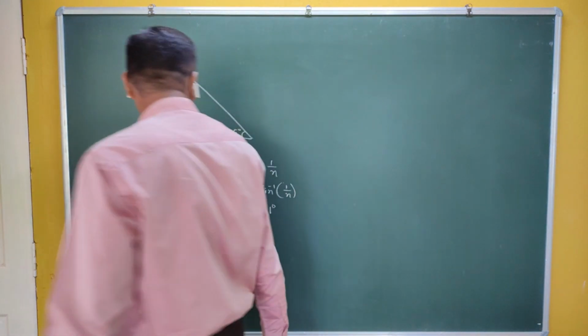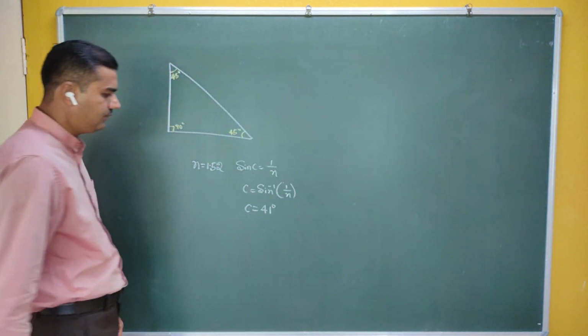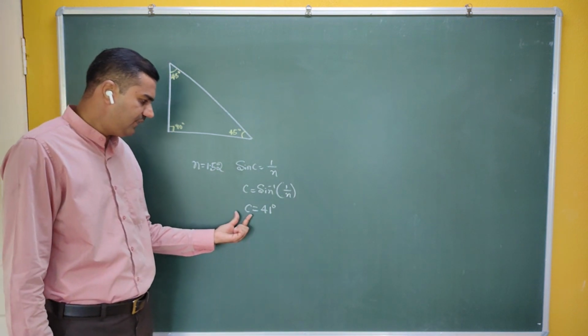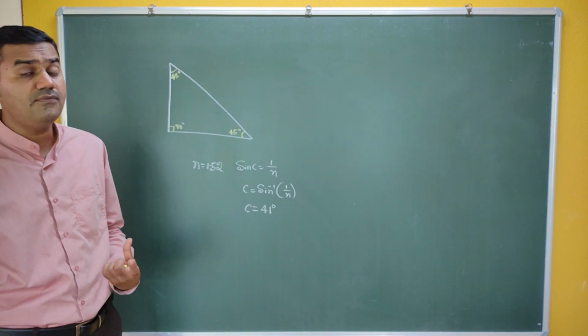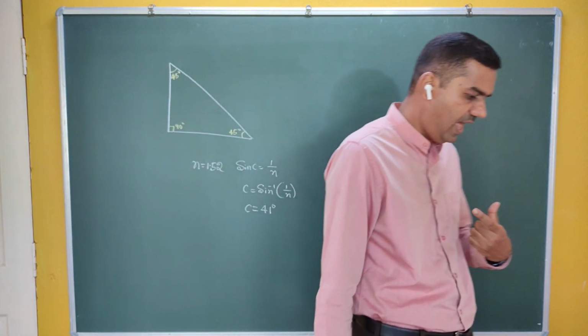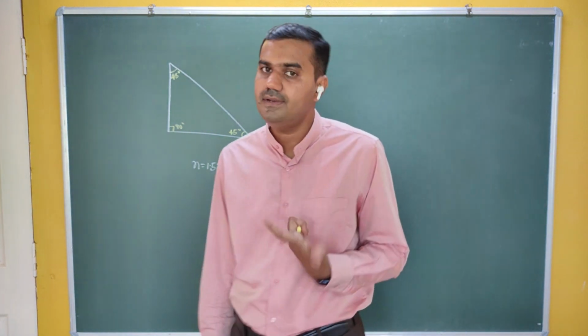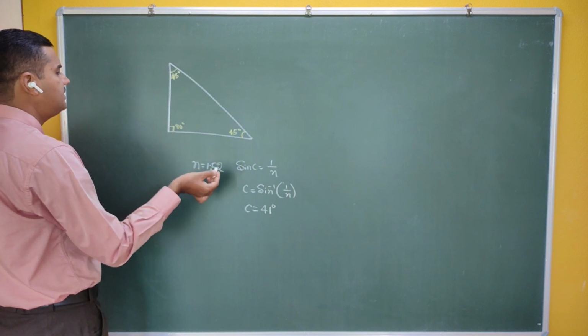So this is the critical angle for the material whose refractive index is 1.52. That means if the angle of incidence becomes greater than 41 degrees, then instead of refraction, reflection takes place, and we call that particular reflection total internal reflection. Okay. Now see, what is the use of this prism?